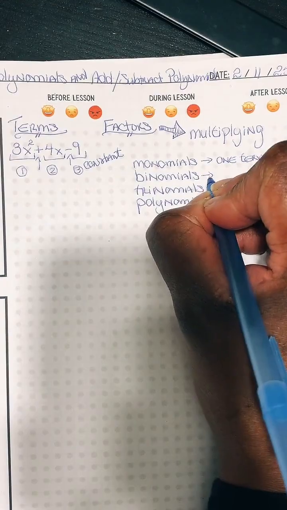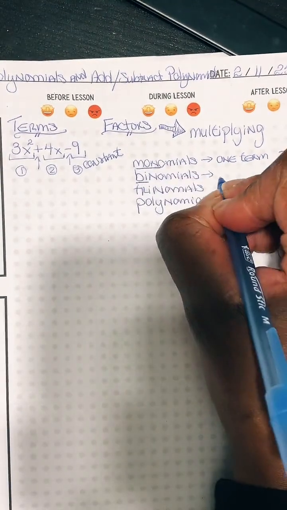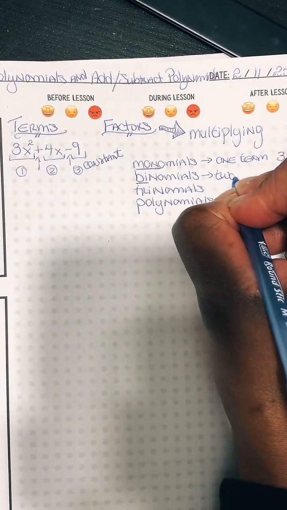A binomial, hence the word bi, that's 2 terms.